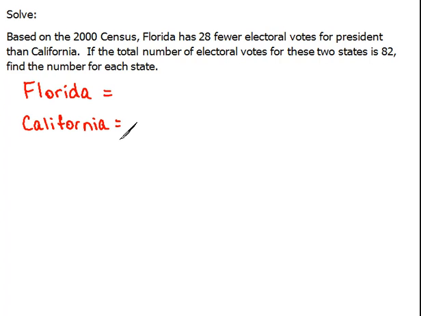Now, as we go through this, let's read it again. It says Florida has 28 fewer electoral votes for president than California does. In every single one of these problems, you're going to look at this and go, if I just knew how many votes one of them had, I could figure out the other one pretty easily. It's kind of like one of them is always built on top of the other. We have to figure out which one we should find first.